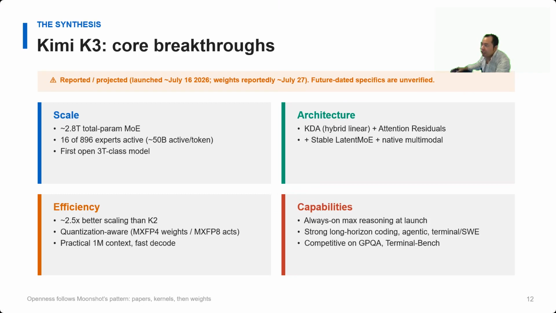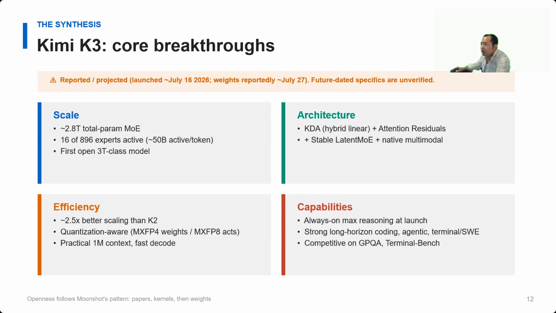Now the payoff. Kimi K3 is a synthesis of all three pillars. And a caveat on the banner: everything on this slide is reported or projected. Kimi K3 reportedly launched around 1 week ago, with weights to be opened around the 27th of July 2027, and the specifics are future-dated and unverified, so hold them loosely. That's my suggestion. But there are four things standing out that I can summarize.